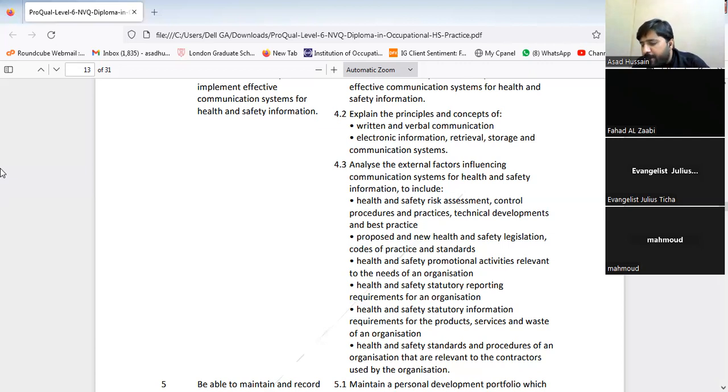What you have to do, teacher, you don't have to provide evidence, you have to explain that. Like here we have health and safety risk assessment, control procedure and practices, technical developments and best practice. He is asking analyze the external factors influencing communication system for health and safety information. First, you have to consider that what are the external factors are there. So how that external factors can affect these communication methods or means. You have to discuss this. And there is no evidence required for 4.3. No evidence required for this one.